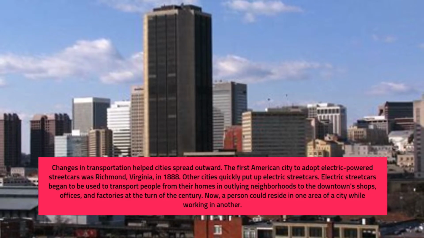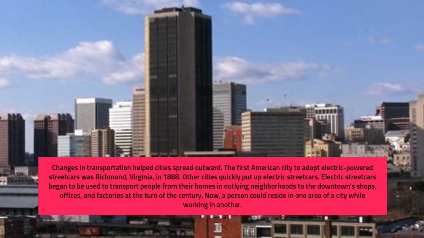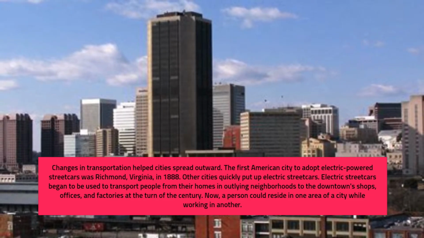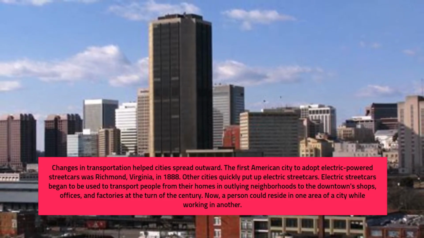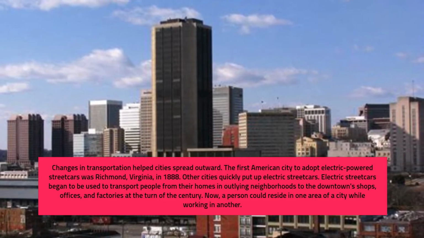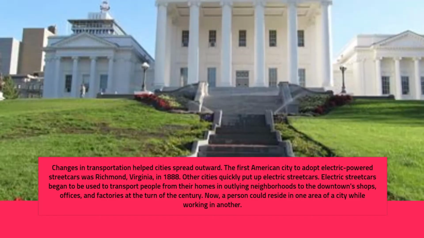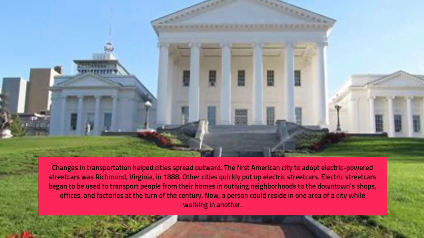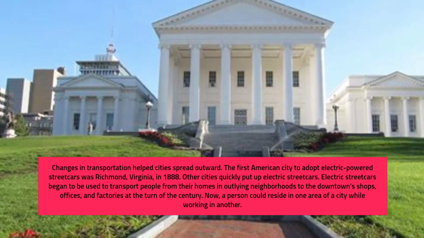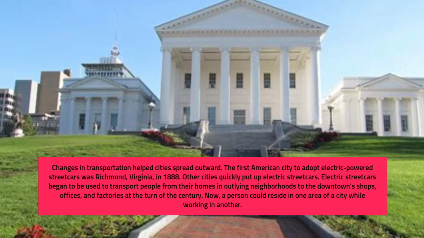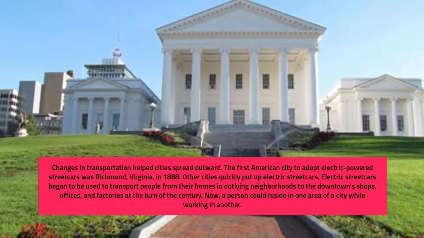Changes in transportation helped cities spread outward. The first American city to adopt electric-powered streetcars was Richmond, Virginia, in 1888. Other cities quickly put up electric streetcars. Electric streetcars began to be used to transport people from their homes in outlying neighborhoods to the downtown's shops, offices, and factories at the turn of the century. Now, a person could reside in one area of a city while working in another.